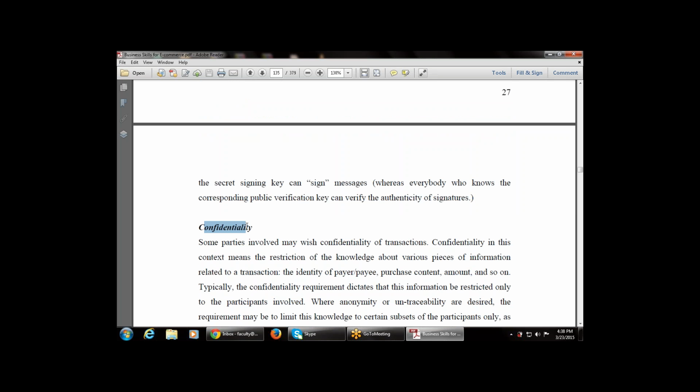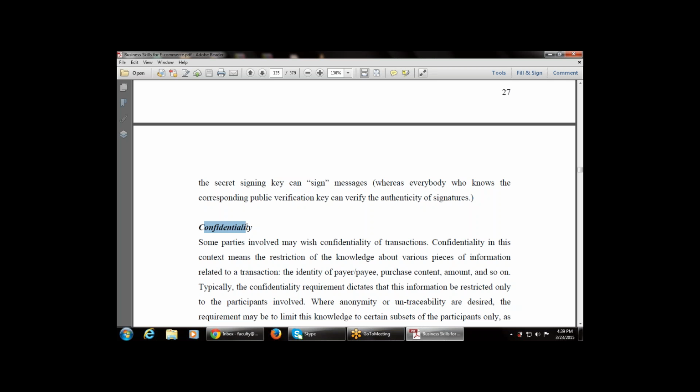Then confidentiality, that is the next point. Confidentiality means the information is confidential. Some parties involved may wish confidentiality of information, that means restriction of the knowledge about various pieces of information related to the transaction. So confidentiality means not giving every piece of information to each and every one. Some information is secret, and that must be known only to the payer and the payee, that is the buyer and the seller involved with the transaction.